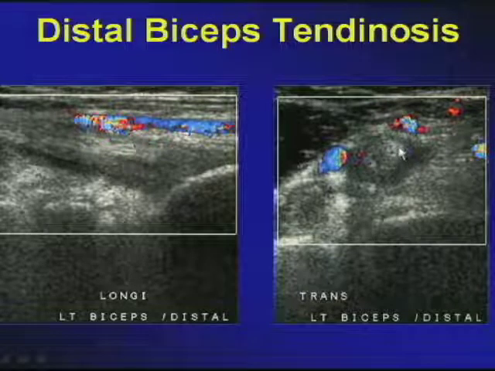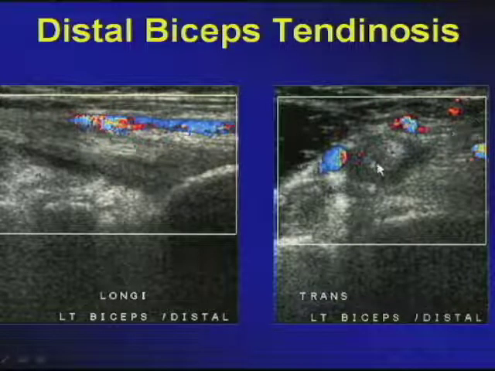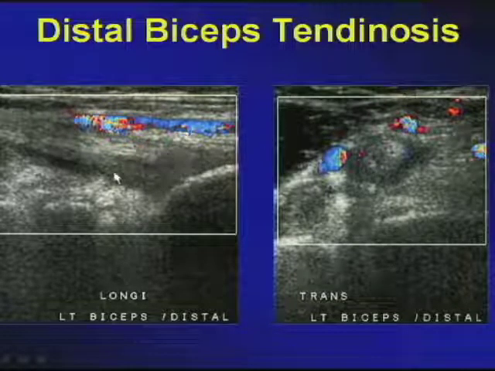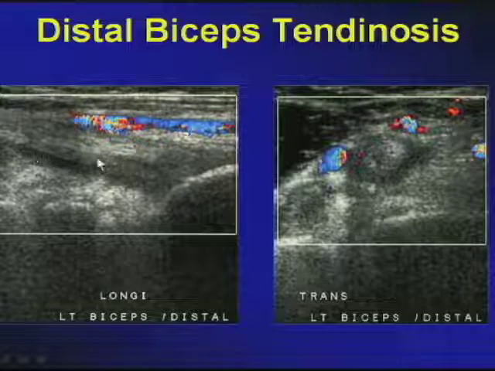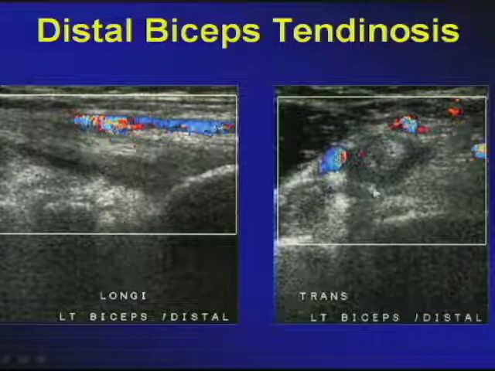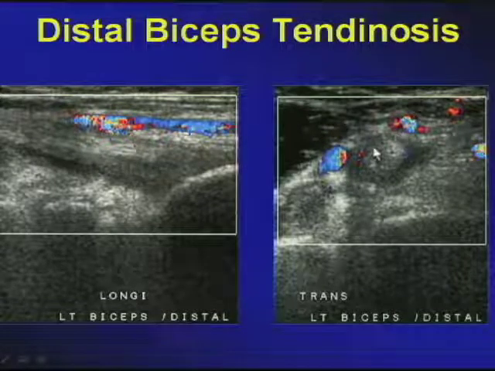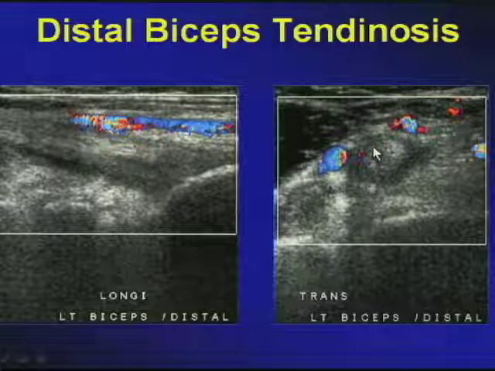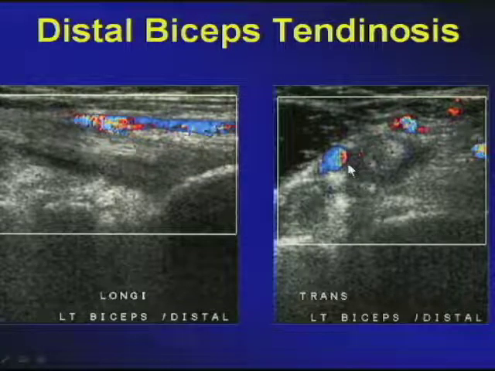Aside from the hypoechogenicity of the tendon, what was pointed out to you earlier with the distension of the tendon sheath now shows it to be a halo surrounding this tendon for confirmation of distal biceps tendinosis.